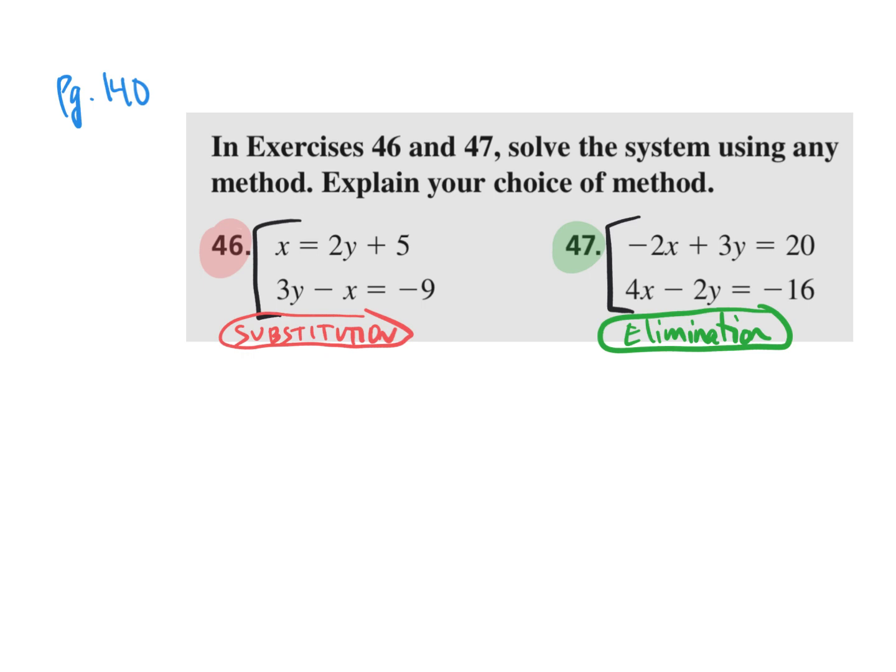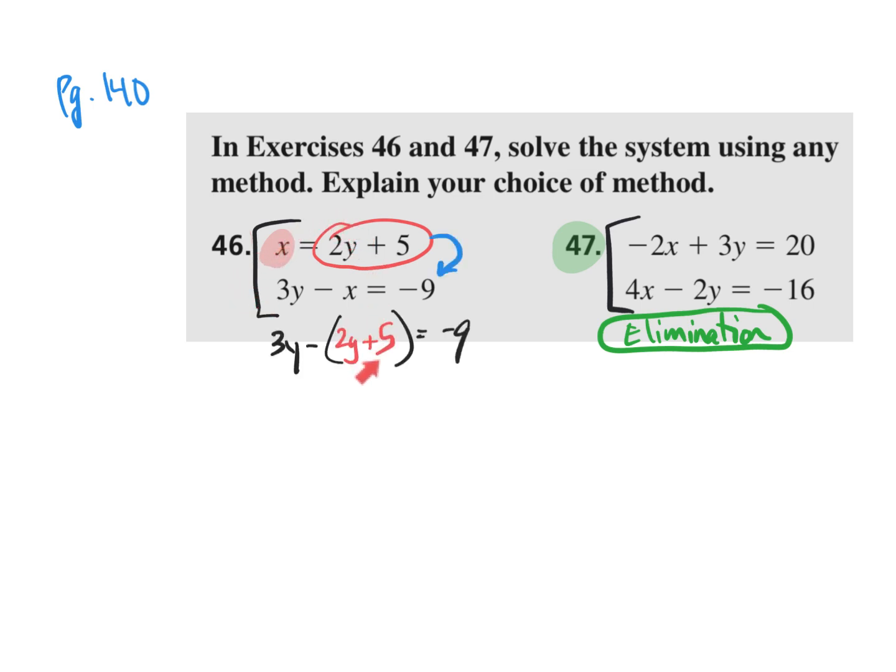Number 46. With the substitution method, step 1, get any letter all by itself, and that's already been done for us right here with the x. So x is all by itself, it's equal to 2y plus 5. We'll substitute this expression in place of x into the other equation. That's the substitution step. 3y minus x. We write 3y minus 2y plus 5 because that's equal to x. Be careful, distribute your subtraction sign, and we'll solve for y.